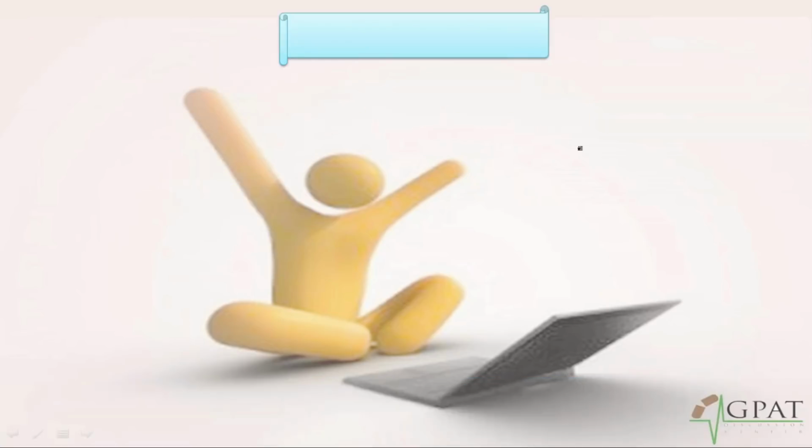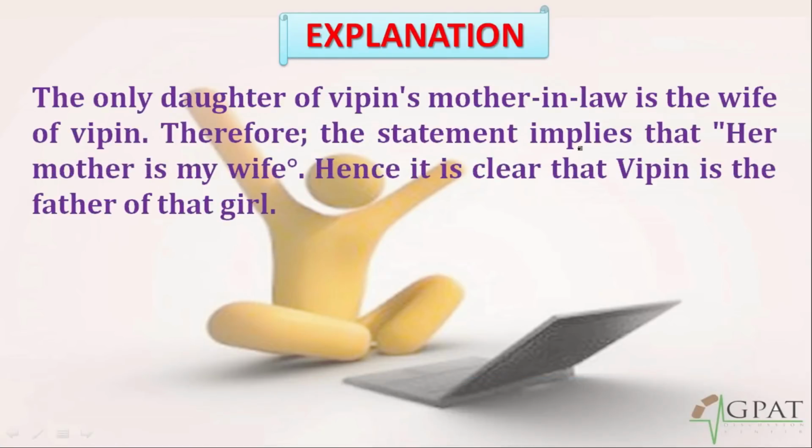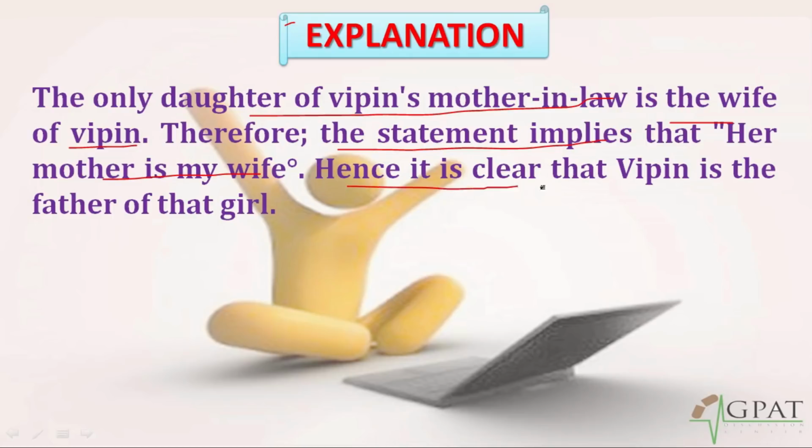How is it? Let's discuss the explanation. The only daughter of Vipin's mother-in-law is the wife of Vipin. Therefore, the statement implies that her mother is my wife, and hence it is clear that Vipin is the father of that girl. So I hope, students, this doubt is clear.